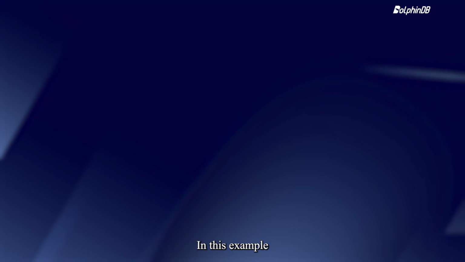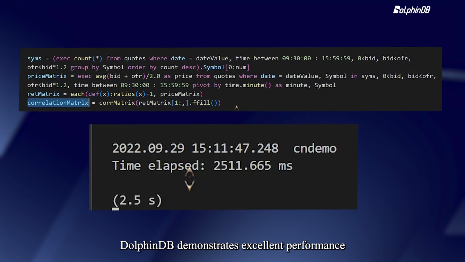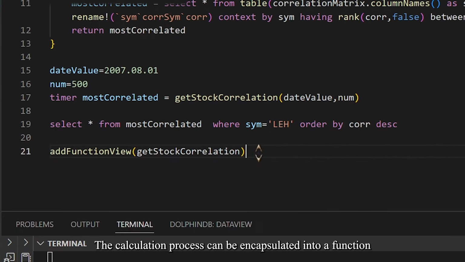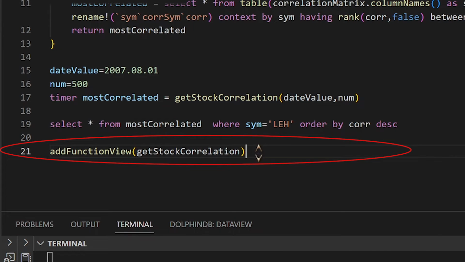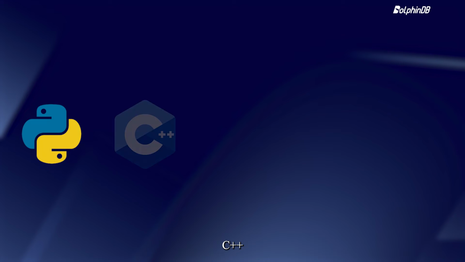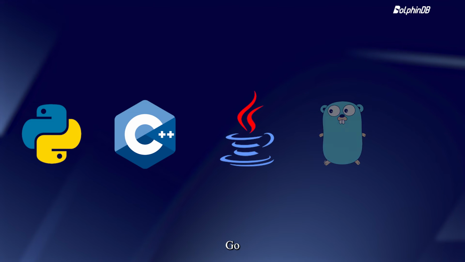In this example, DolphinDB demonstrates excellent performance in data analysis of large amounts of data with elegant code and minimal coding efforts. The calculation process can be encapsulated into a function to be used in script, as well as through various APIs such as Python, C++, Java, Go, etc.